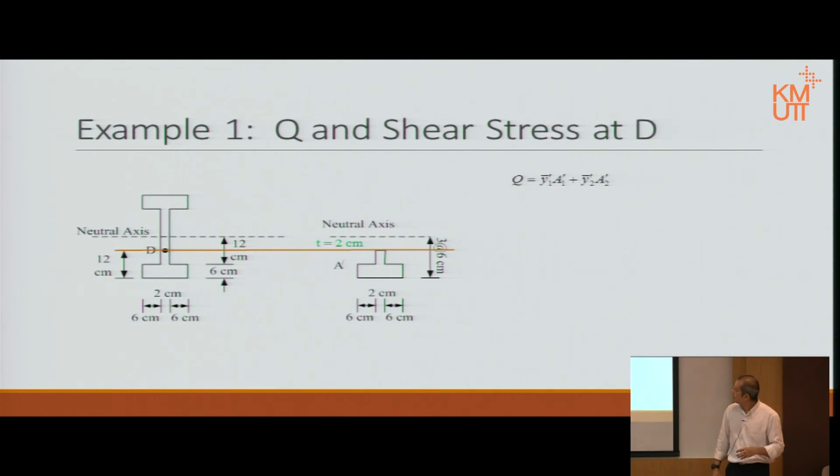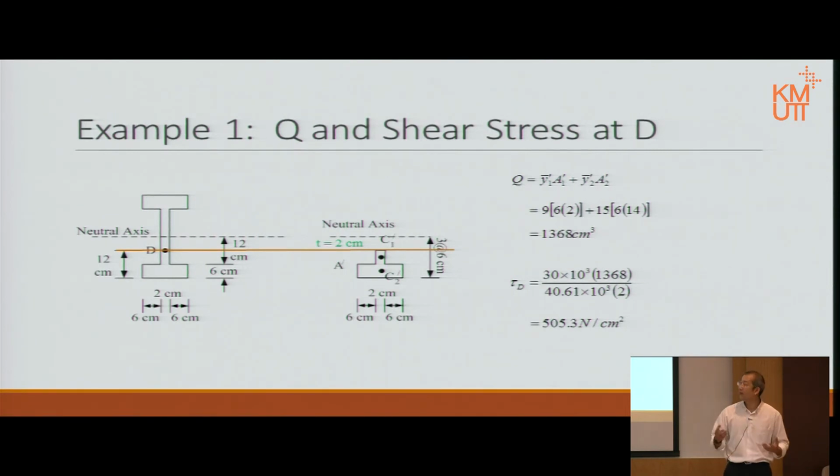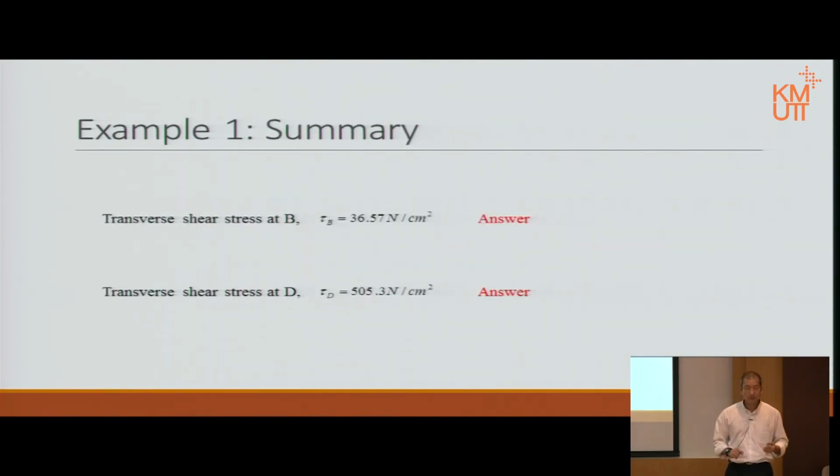Now to calculate Q, we separate this into two small areas. Okay, that area and that area. There. Then we have C1 and of course C prime 1 and C prime 2. Then of course the normal calculation, and then we have that number. So again, we know the shear we calculated already, we know I calculated already, then we have Q and t here. Substitute into the equation. There we are. We have the shear stress at point D.